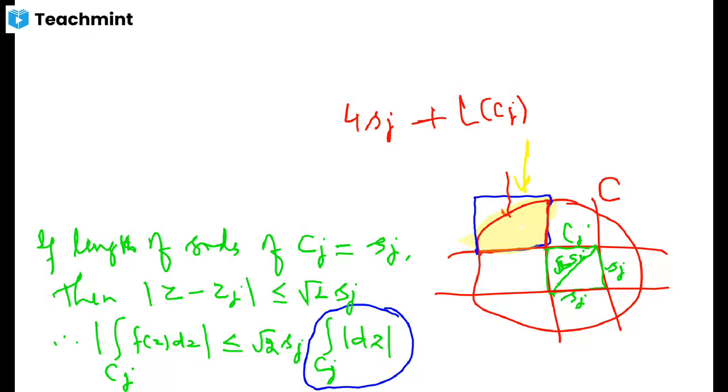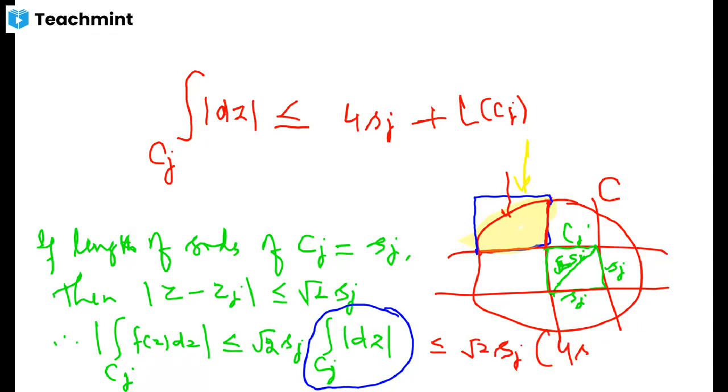What I can say is that the length which is given by this formula, integral of mod dz, this is the formula of the length, it has to be less than or equal to this thing. ये इससे कभी भी एक्सीड नहीं करेगा. हालांकि मैंने ये बड़ा ही लिखा, मैंने पूरे स्क्वायर का लेंथ भी लिखा प्लस इसमें कुछ और भी रीजन ऐड कर लिया. So it cannot exceed this, so that means this number has to be less than or equal to root 2 s_j into 4 s_j plus length of C_j.